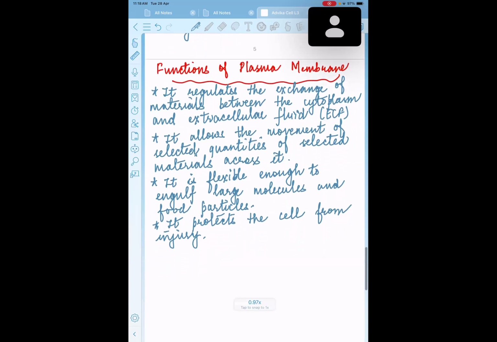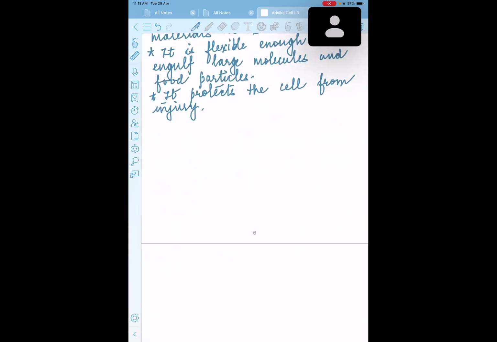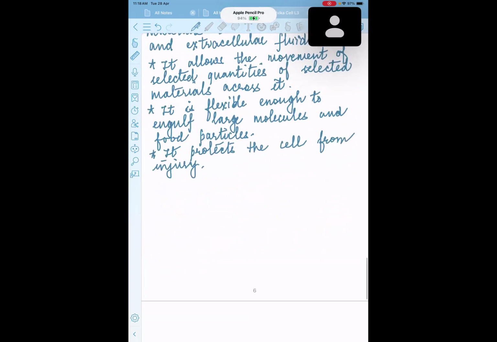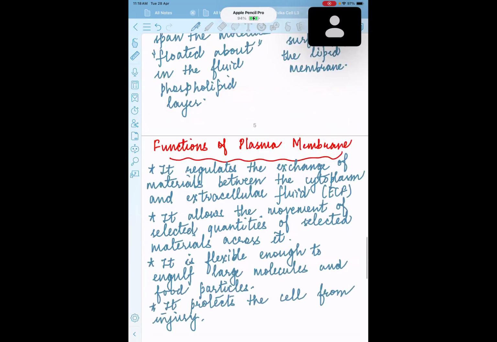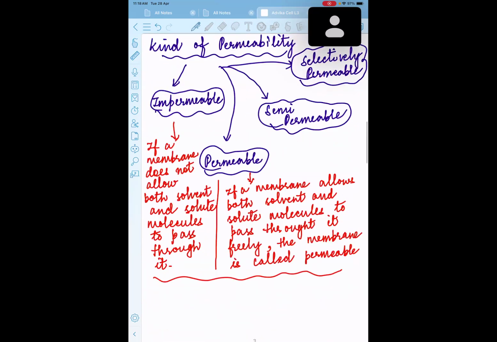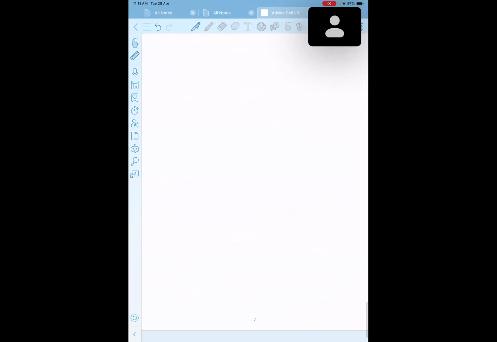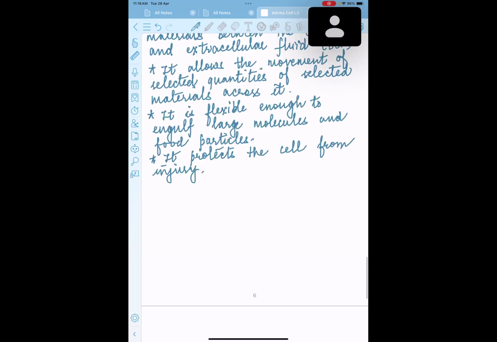Understood, Advika? Yes, ma'am. Any doubt in this? No, ma'am. So that's about the plasma membrane. A small part of it we have discussed, but there are still other things. Okay, we'll go to the next one now, which is diffusion.